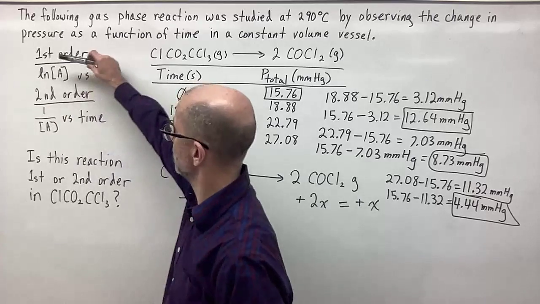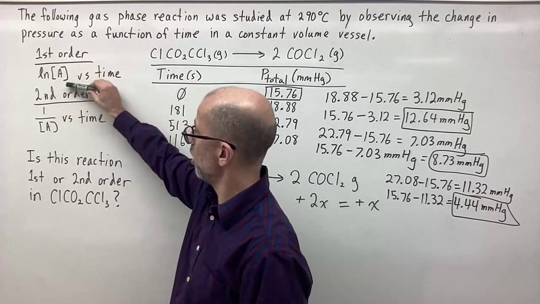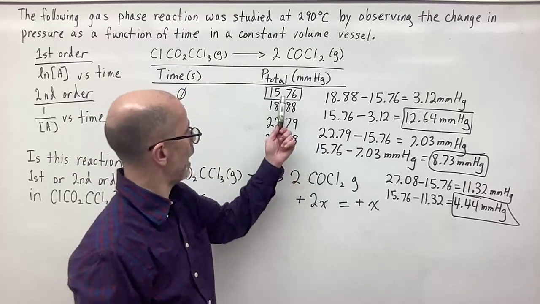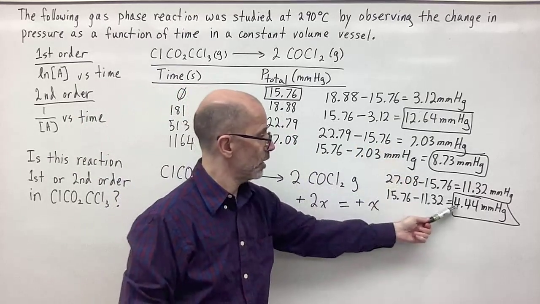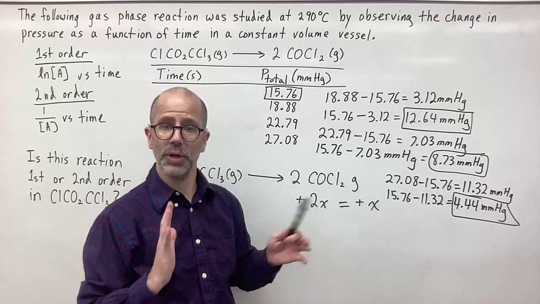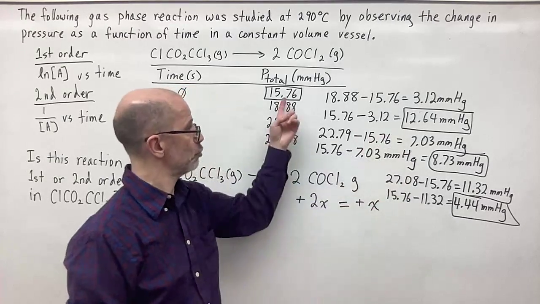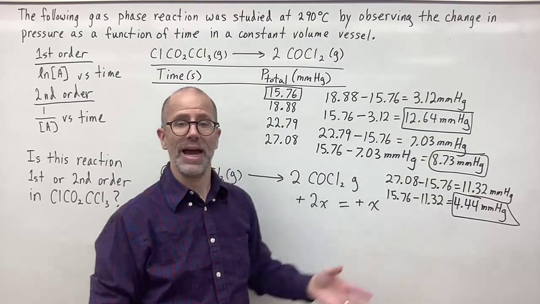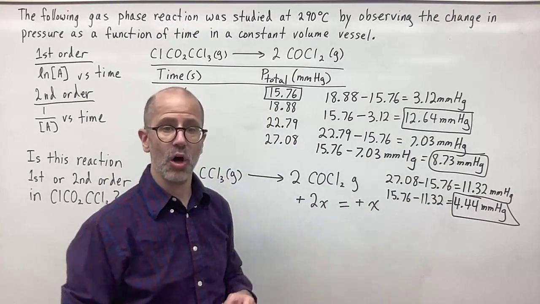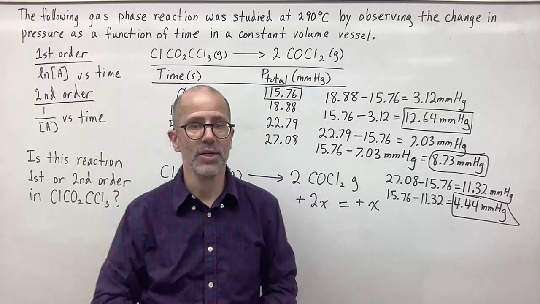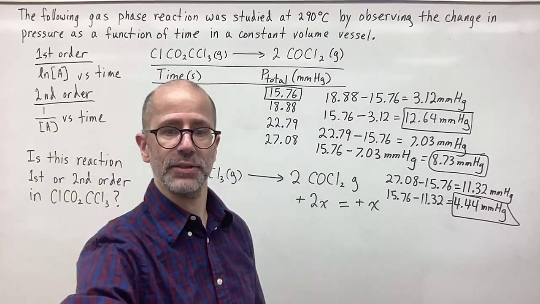But now I have to calculate the natural log of A and the 1 over A. Concentration and pressure work the same, so I'm going to have to take the pressures here and do the natural logs of those, as well as the 1 over the pressure. Okay, so let's do that next.